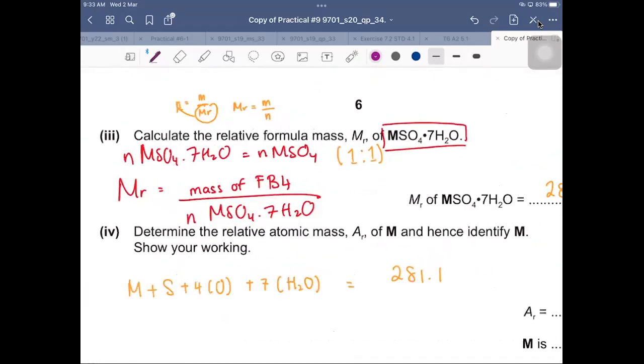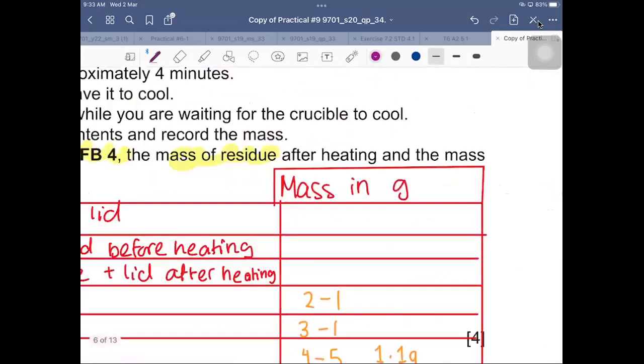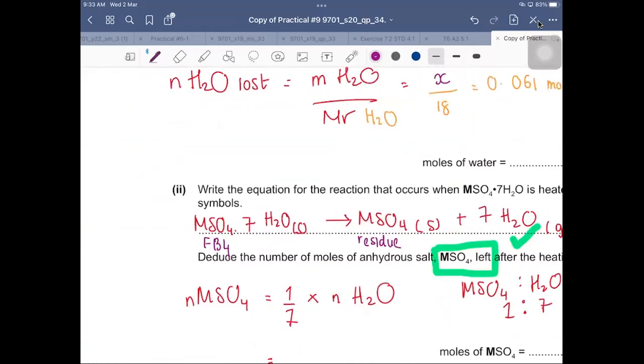You then are required to find the MR of MSO4·7H2O. Now this is FB4. FB4 is not the same as residue. Well, strictly speaking, they're not the same. But numerically, they are the same because of the 1:1 ratio. Okay? The number of moles is the same, but the mass will not be the same.